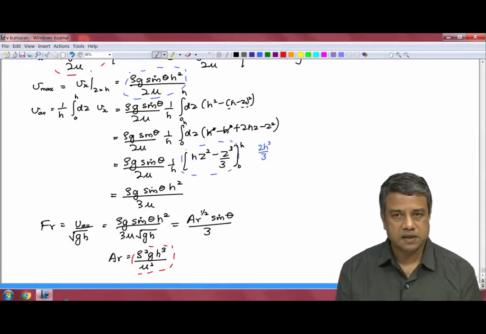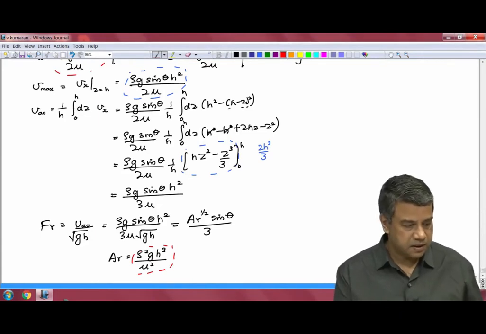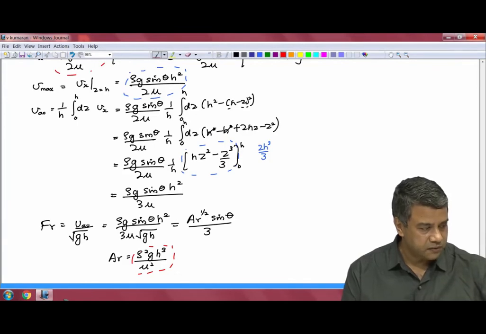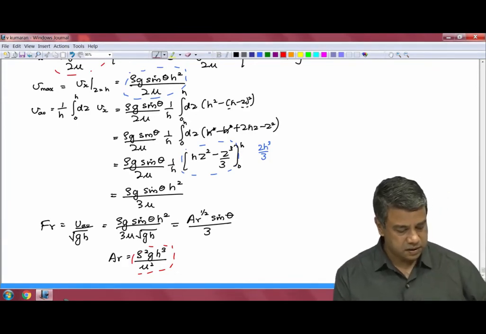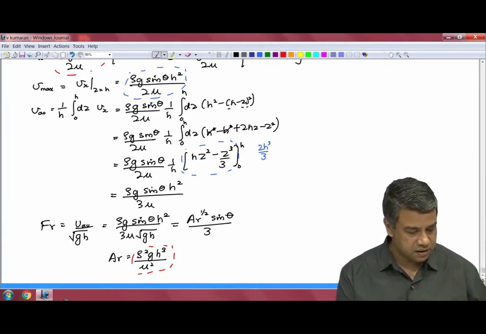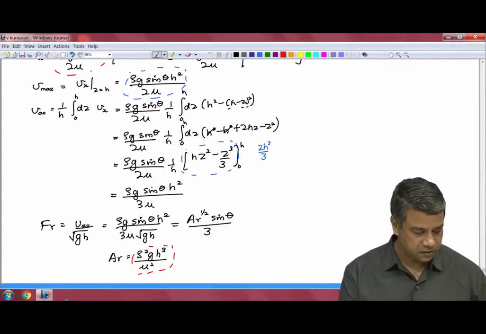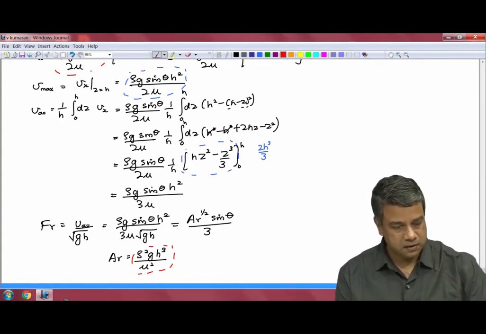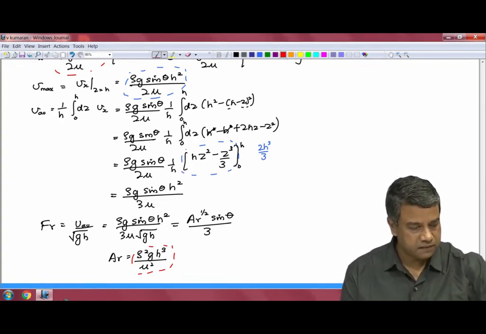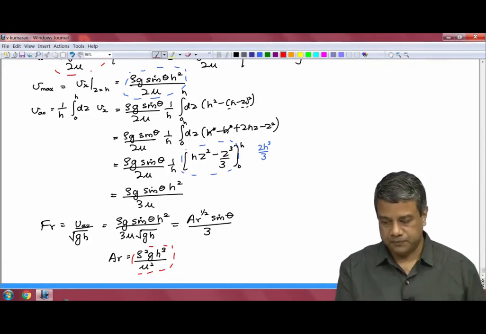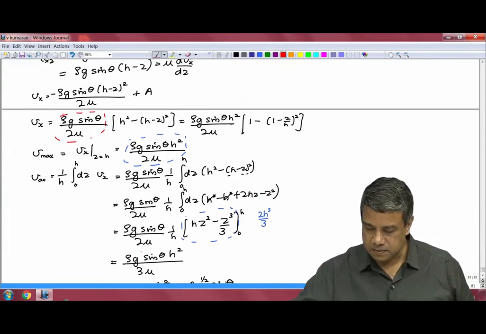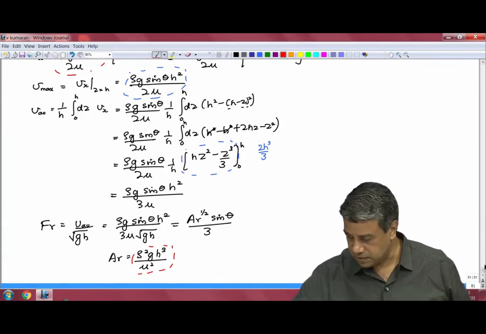So, this is a simple example of flow down an inclined plane, an example where the viscosity is a constant and the viscosity is given by Newton's law. Now, you can solve the same problem if you have a varying viscosity as well.